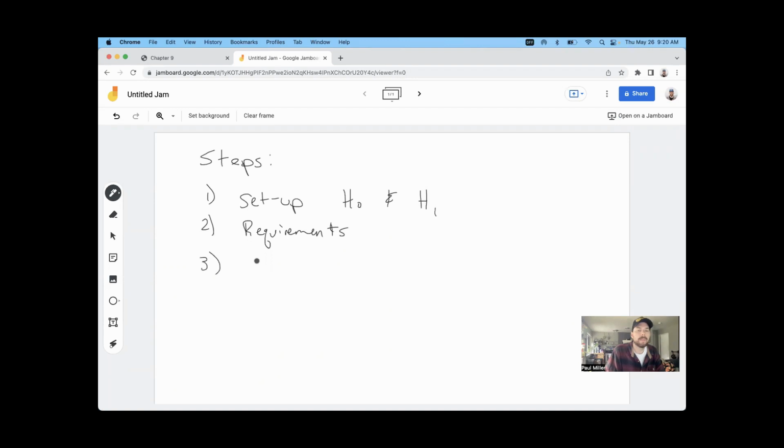Third one is run the numbers, crunch the numbers, use Statplet to find your T or Z test statistic and your p-value. So that's, we plug in what we know, it spits out these numbers. These are going to describe the sample as it relates to the null hypothesis.